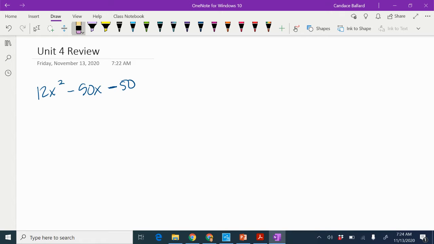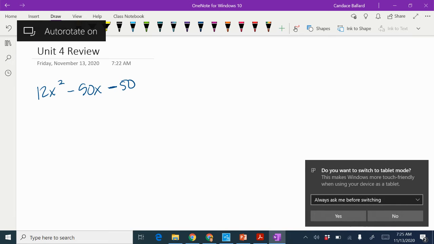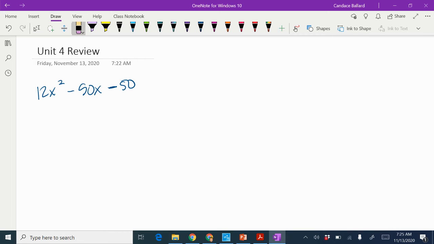In this video, we're going to review how to do a factoring with a greatest common factor and a magic X in box. So the first thing I always look for when I'm factoring is a greatest common factor, and I notice that 2 goes into all 3 of those terms. So I'm going to pull out a 2. All I'm going to really do is divide each of those by 2. So I get 6x squared minus 25x minus 25.